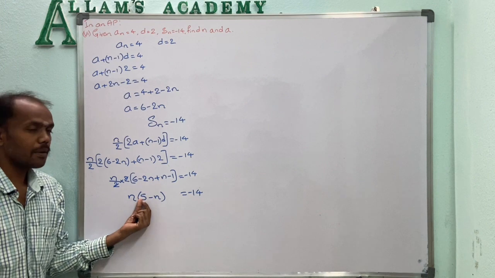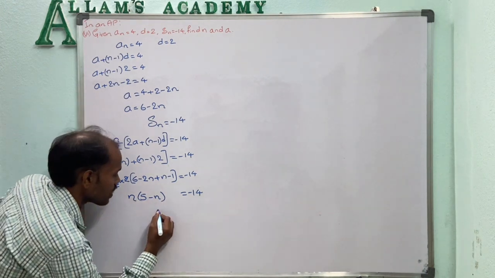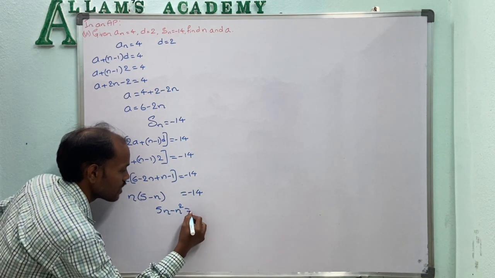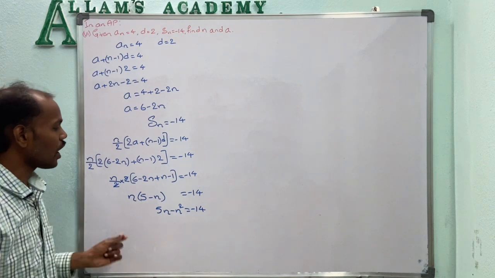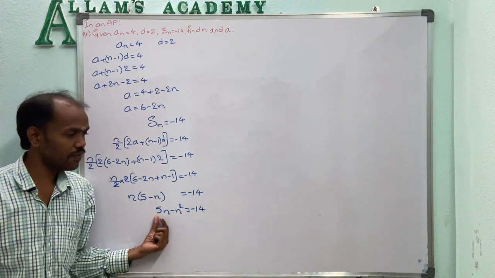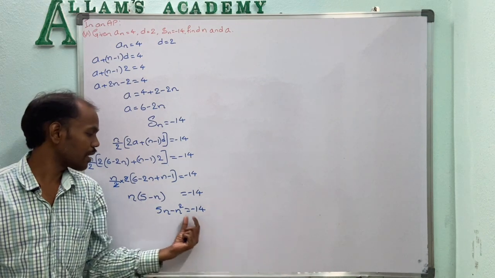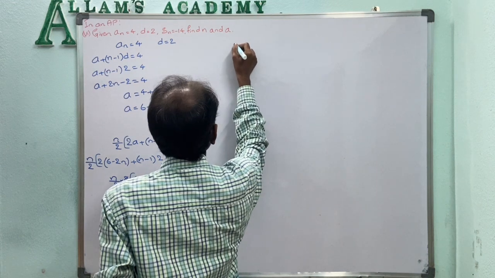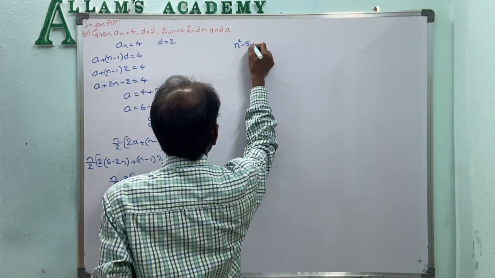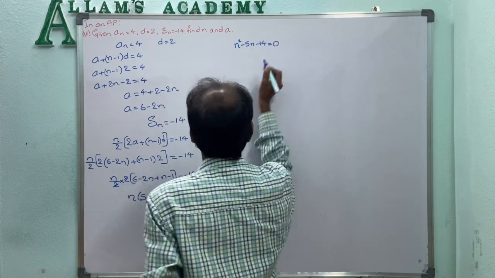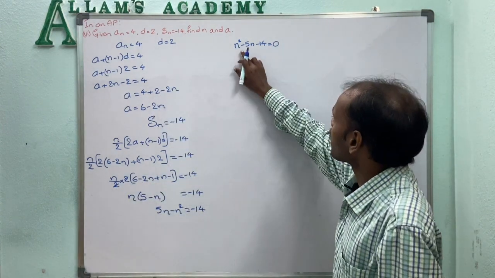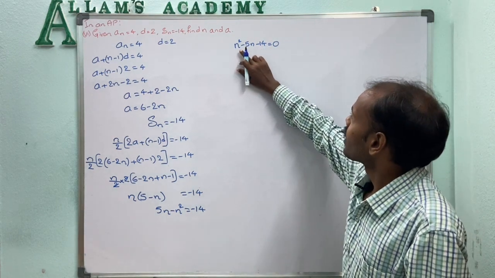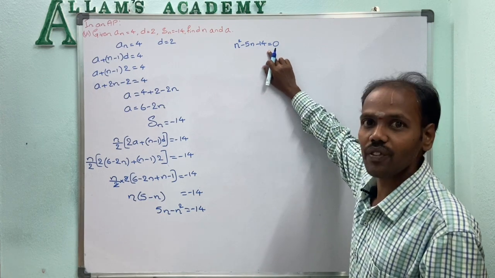Now n is multiplied with 5 minus n: n into 5 is 5n, n into minus n is minus n square, equal to minus 14. Now this minus n square plus 5n transfers to RHS, that is plus n square minus 5n. So n square minus 5n minus 14 is equal to 0. Now the n square coefficient is 1 and the constant term is minus 14. So this is in the form of a quadratic equation.